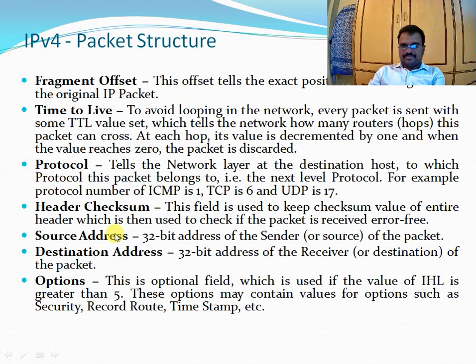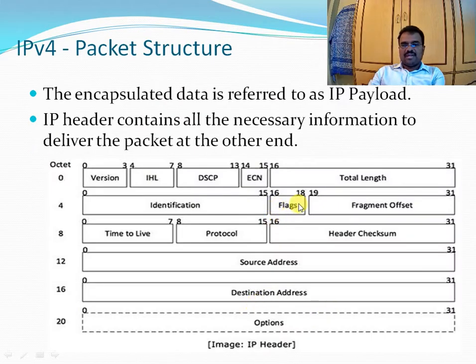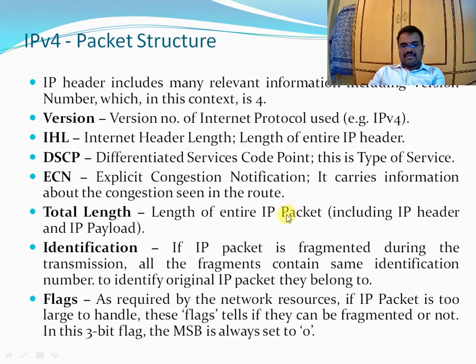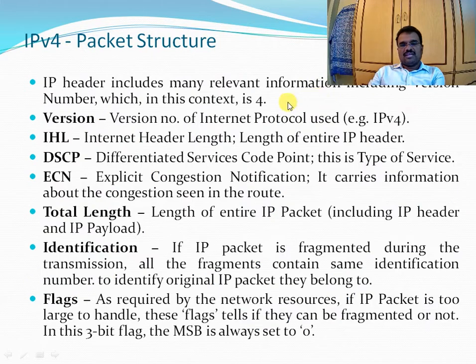And flags, as required by the network resources. If an IP packet is too large to handle, these flags indicate whether it can be fragmented or not. In this 3-bit flag, the MSB is always set to 0. And the fragment offset is the offset to the exact position within the original IP packet.